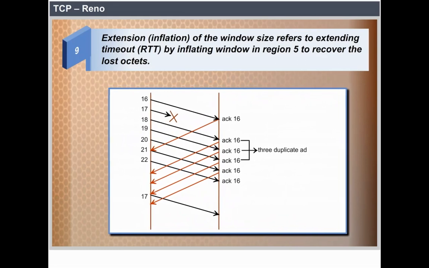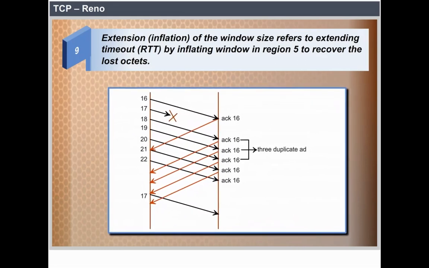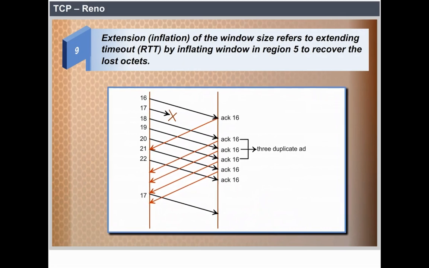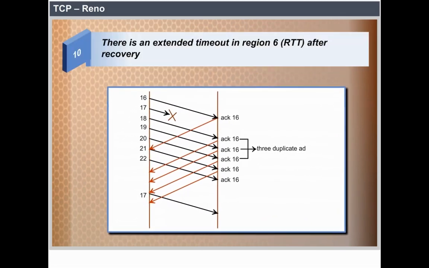Extension inflation of the window size refers to extending timeout RTT by inflating the window in region 5 to recover the lost octets. There is an extended timeout in region 6 RTT after recovery.